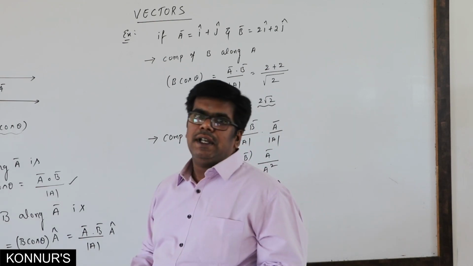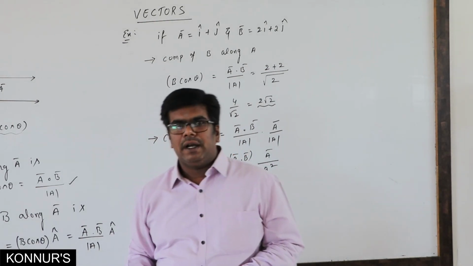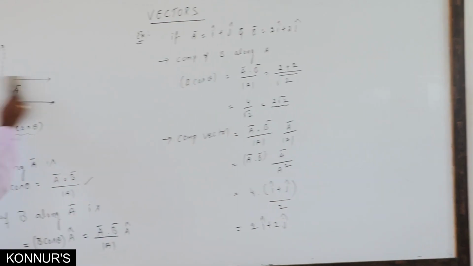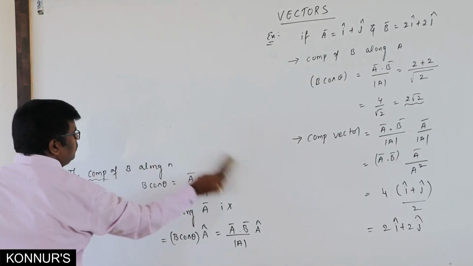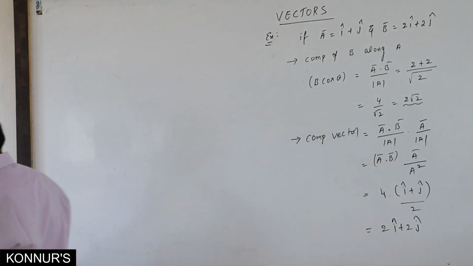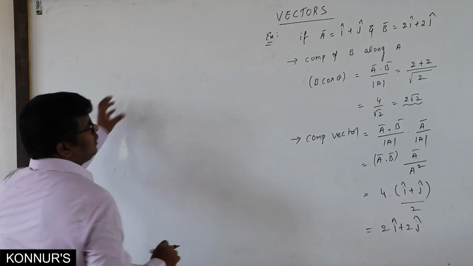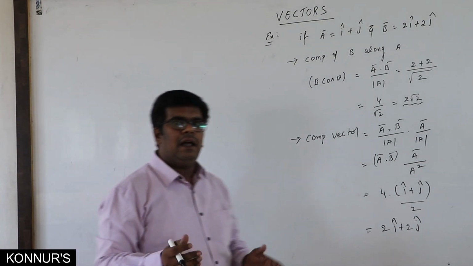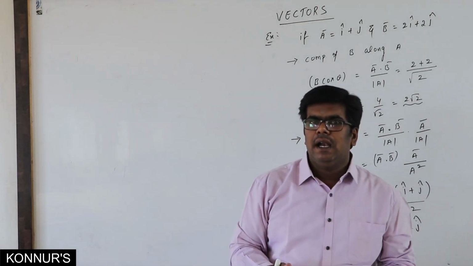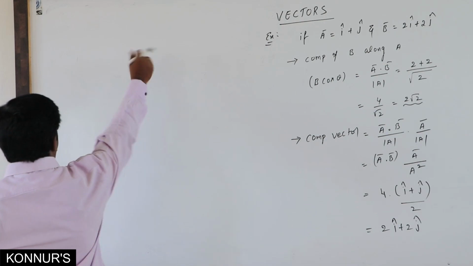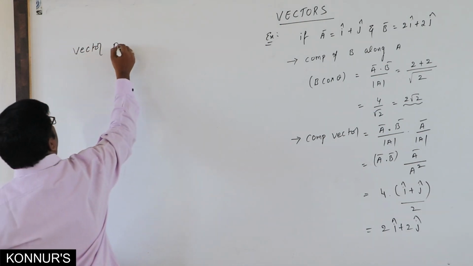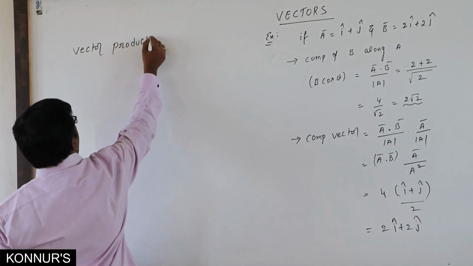Then we'll go for the vector product next. In scalar product, the result is a scalar. In vector product, the result is a vector. Vector in the sense it has magnitude as well as a direction also. So what is the direction? We will discuss it here. Vector product.